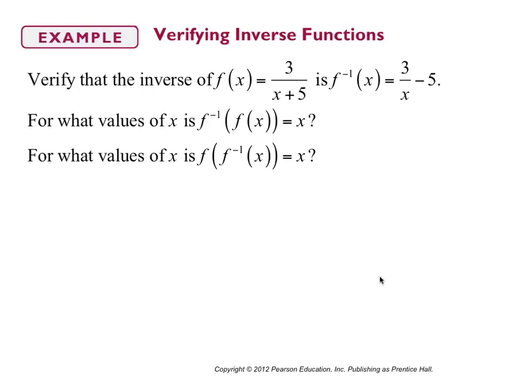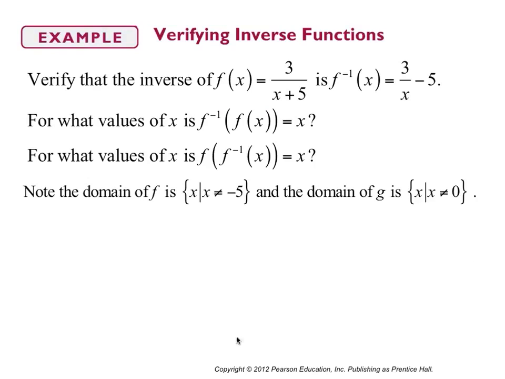Okay, let's do another one. Let's say we want to verify the inverse of f of x equals 3 over x plus 5, and we want to verify that its inverse is going to be 3 over x minus 5. So we want to note that the domain of f is going to be all numbers x such that x is not equal to -5, and the domain of g is going to be all numbers x such that x is not equal to 0.